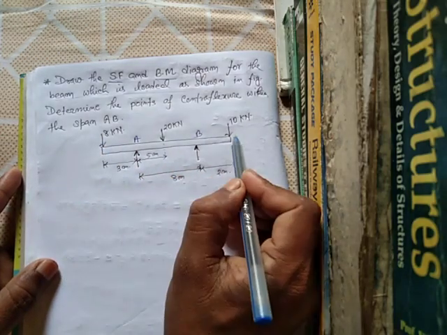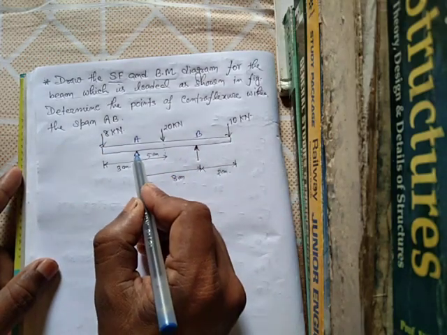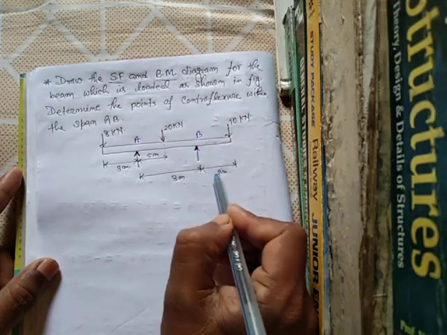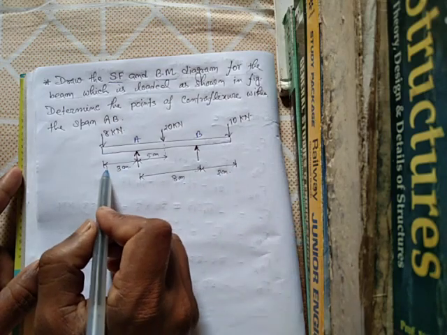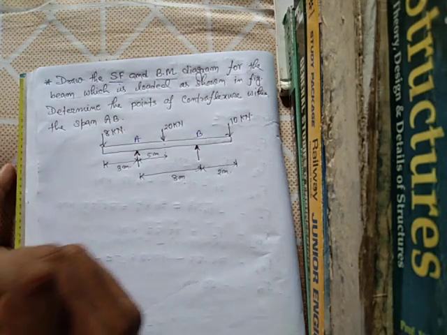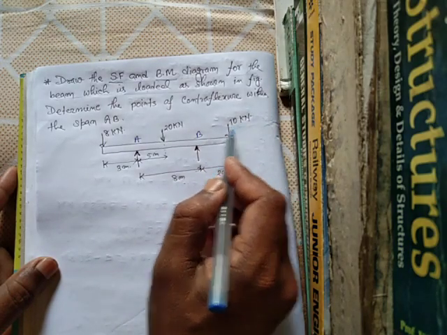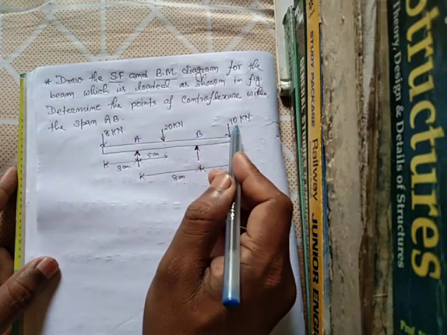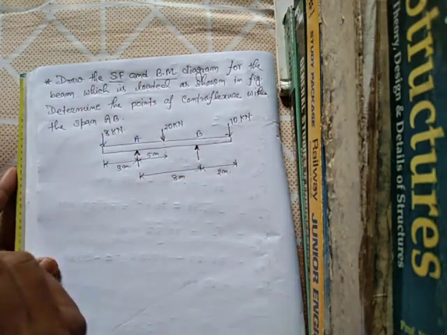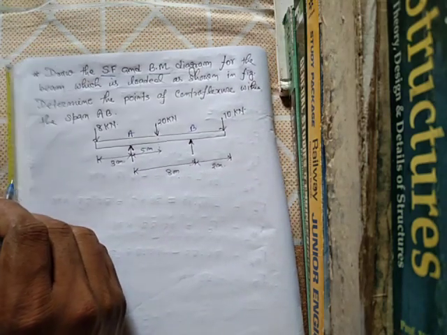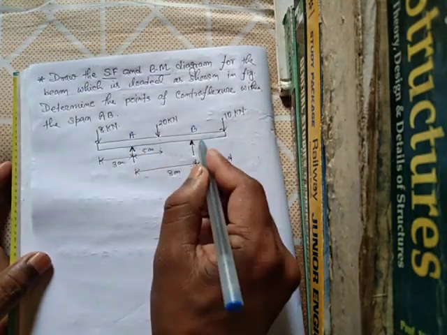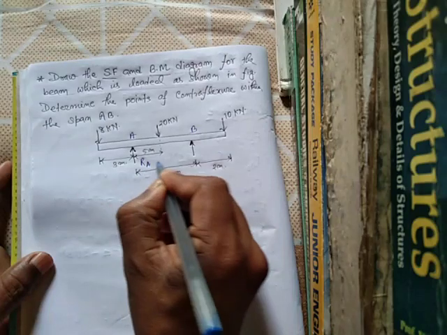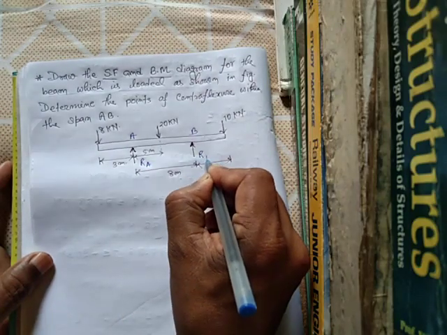It is an overhanging beam. The span from support to support is 8 meters, the right side overhang portion is 2 meters long and the left side is 3 meters long, and the point loads are shown in this figure: 10 kilonewton, 20 kilonewton and 8 kilonewton. Now let me first find out the reactions at supports A and B. Reaction at support A, say RA, and reaction at support B, say RB.